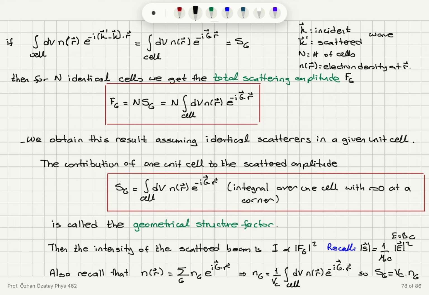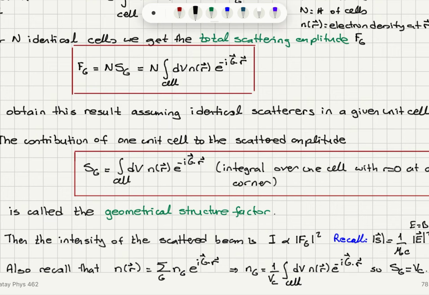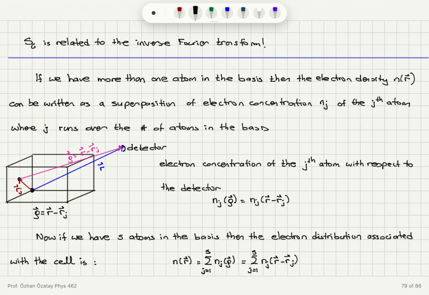The total scattering amplitude, however, is the geometrical structure factor multiplied with the number of cells, and the intensity is determined by the amplitude of the total scattering amplitude squared. Okay, and this is related to the fact that we have a Poynting vector which is determined by the amplitude of the electric field component squared, for example.